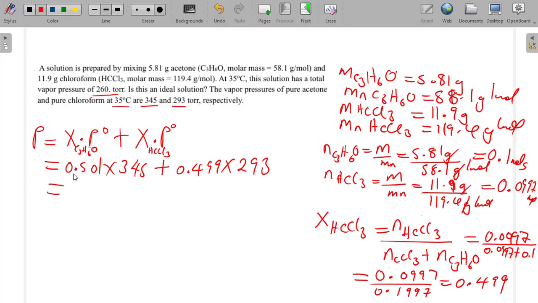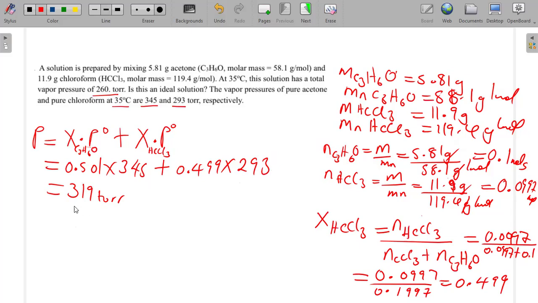So here I multiply 0.501 times 345, then I add 0.499 times 293. My final answer, in three significant figures, is 392. Okay, so that's my final answer there.